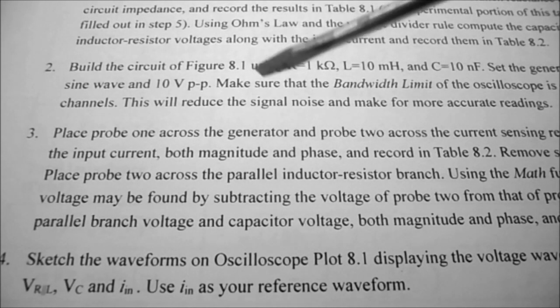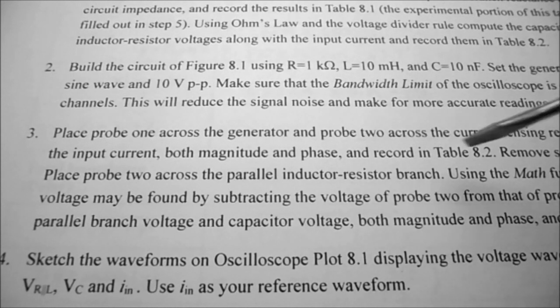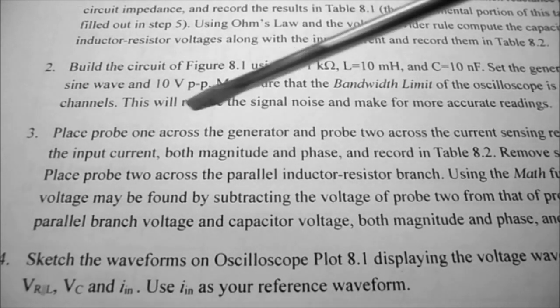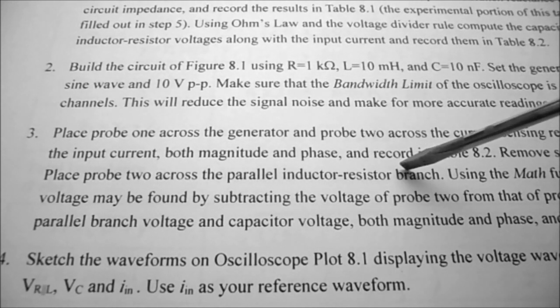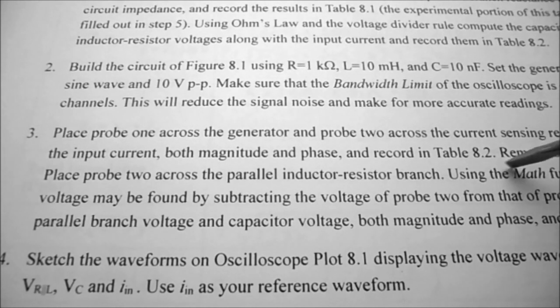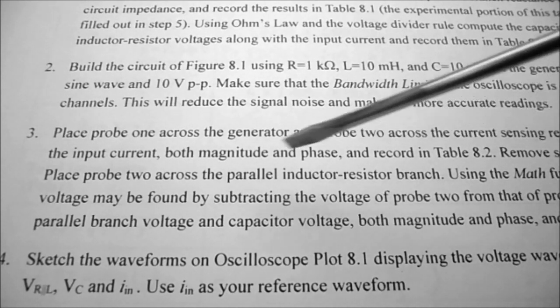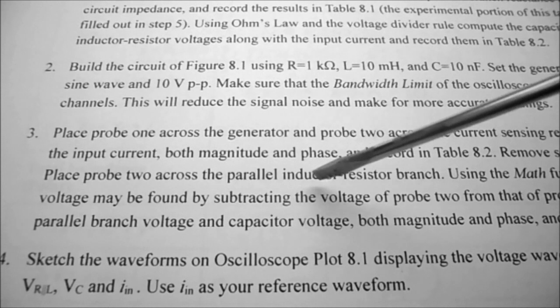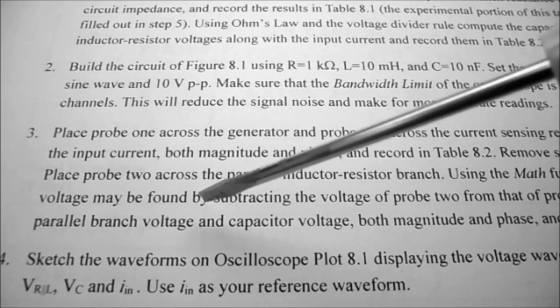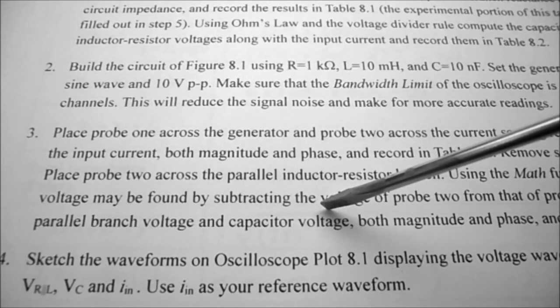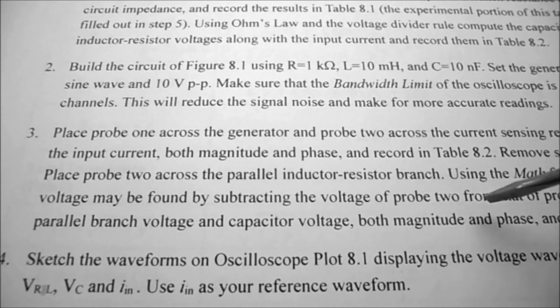So continuing on in step 3 of the procedure, we're going to remove the sensing resistor, SR, and place probe 2 across the parallel inductor resistor branch. Then we're going to use the math function. The capacitor voltage can be found by subtracting the voltage of probe 2 from that of probe 1. We're going to measure the parallel branch voltage and capacitor voltage for both magnitude and phase and record these in table 8.2.